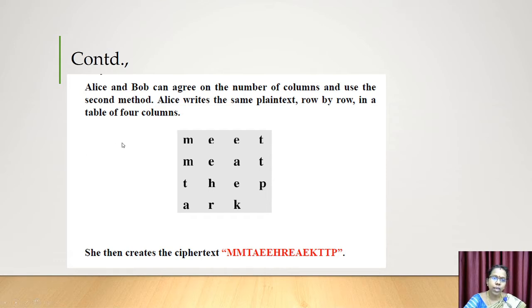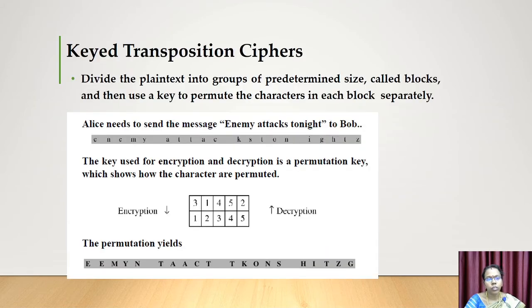Here both the sender and receiver use 4 columns. "Meet me at the park" is written row by row, and it will be read column by column. That is, MEMTAEEHREAEK, like that. The receiver receives the ciphertext, writes it column by column, and reads it row by row. So in the case of keyless transposition ciphers, we can write the text in any one way, either row by row or column by column, and read the ciphertext the other way.